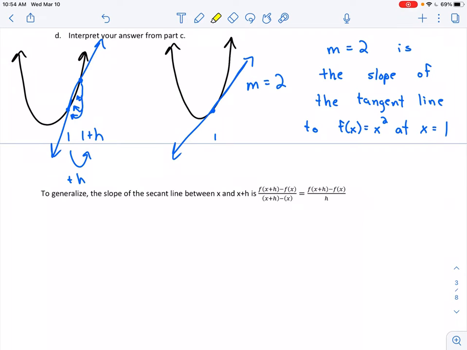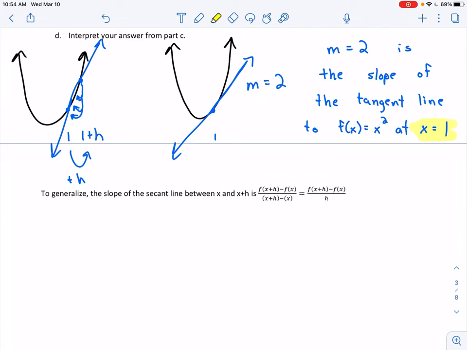In the last video, we found a process to find the slope of the tangent line using the slope of the secant line and limits. It was very cool. It was very exciting. What I want to do now is to see if we can generalize that process, because last time we found the slope of the tangent line at x equals 1.